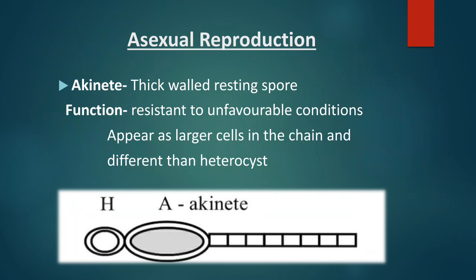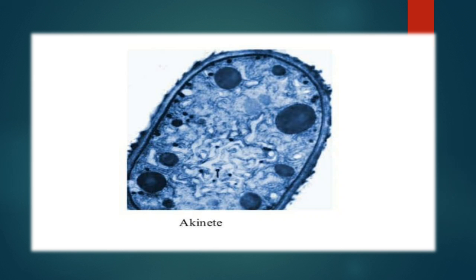Asexual reproduction: akinetes, thick-walled resting spores. Function: resistant to unfavorable conditions. They appear as larger cells in the chain and are different from heterocysts. You can observe here the akinete structure in the diagram. You can also observe here akinetes.